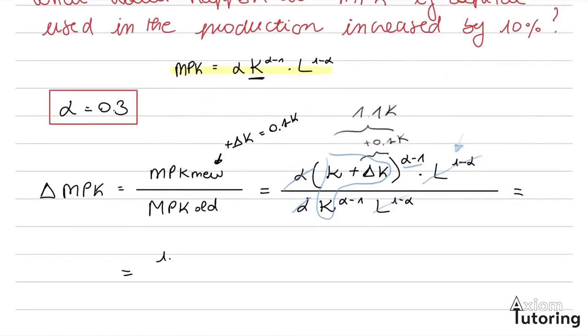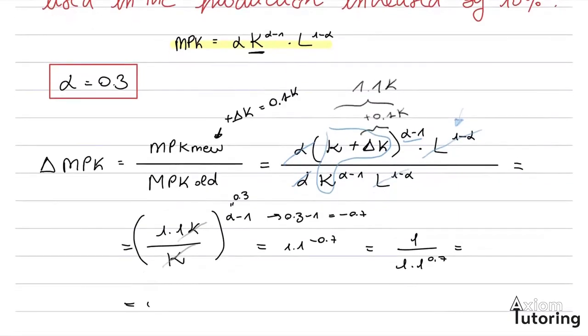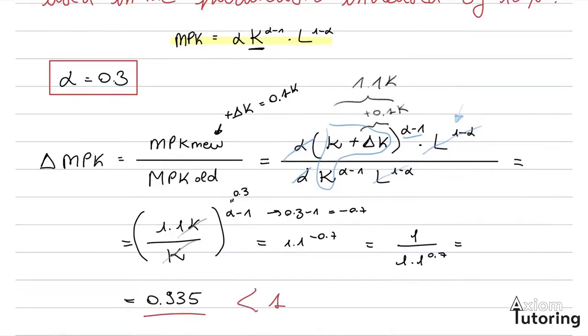So we are going to obtain 1.1k over k, everything to the power of alpha minus 1. And further, the k will simplify away so that our result would be 1.1 to the power of alpha minus 1, with alpha equal to 0.3, and 0.3 minus 1 is going to be minus 0.7. So 1.1 to the power of minus 0.7, it's as if we're writing 1 over 1.1 to the power of 0.7. And if you plug this into your calculator, you will obtain 0.935, which is, as expected, less than 1.